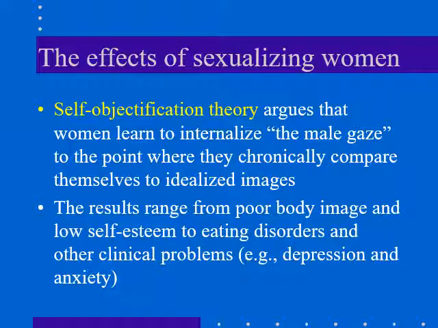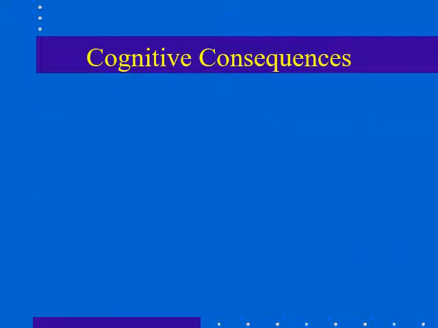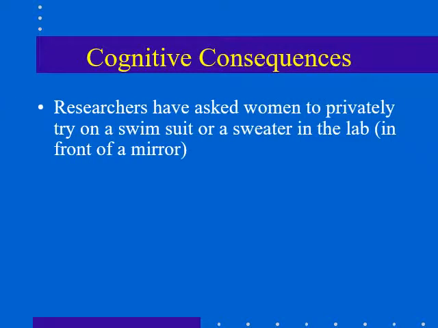So what happens then? Well, self-objectification results in poor body image, low self-esteem. Right now, it's become normative for young girls even to hate their bodies, to more clinical problems like eating disorders, depression, anxiety, suicide ideation, you name it. So this is a horrible thing that our culture does to women. And then, too, there are cognitive consequences.